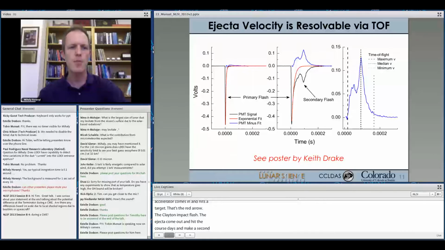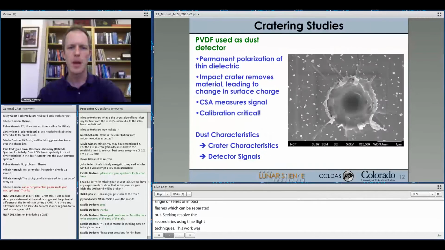This is an example of what the data looks like when you get a primary flash and a single or a series of impact flashes, which can be separated out so that you can resolve the secondaries using time-of-flight techniques. This work was spearheaded by Keith Drake, who has a poster in this conference, which you can check out.